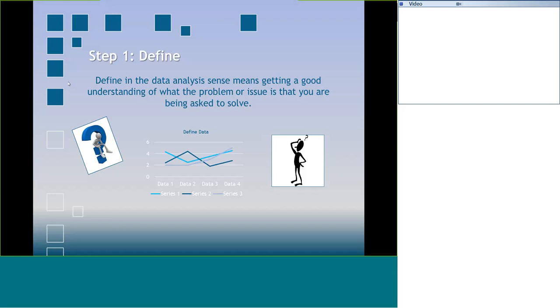Defining a problem doesn't stop at just knowing what it is you are being asked to solve. You also need to understand what types of data you may need to help in finding a solution. Knowing what data are available and how to access it is an important first step in good data analysis.